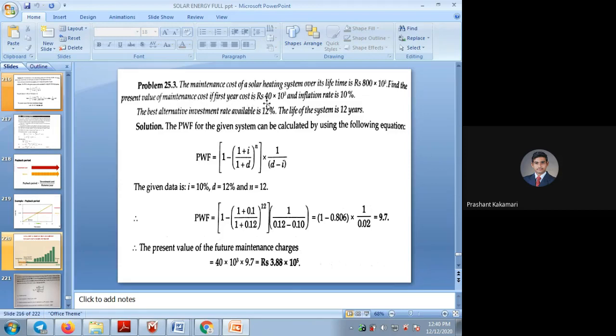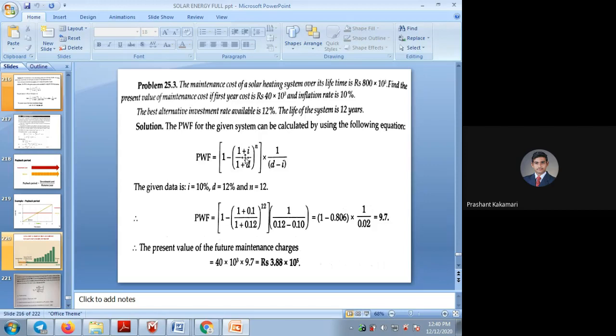The first year cost is 40,000. Okay, first year maintenance cost is 40,000, then find out the present value. And inflation rate is 10%. The best alternative investment rate available is 12%. If we don't choose this solar heating system and invest somewhere else with 12% return, what is the present worth factor? The life of the system is 12 years. Consider 12 years and find out both the applications. So the present worth factor for the given system can be calculated by using this equation. Again, same thing.